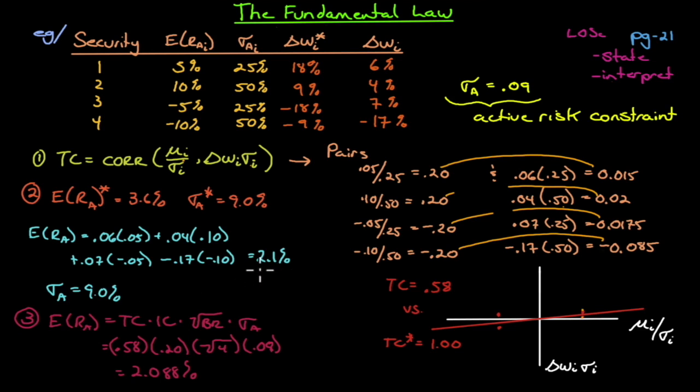Let's find out if we actually get to 2.1 using our fundamental law. If we could just skip all of this stuff, right? Well, what's our TC? 0.58. What was the information coefficient of our manager? We said it was 0.2. Breadth, we have 4 securities, the square root of 4, and our active risk was 0.09. We get 2.088. This is 2.1.